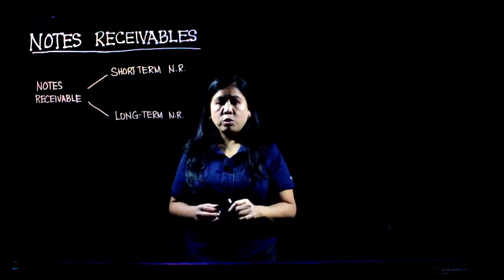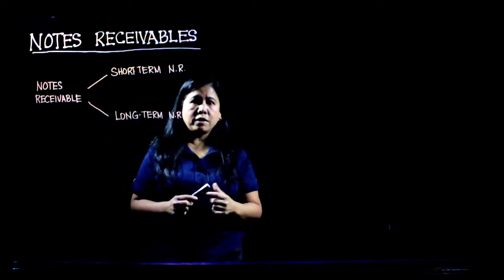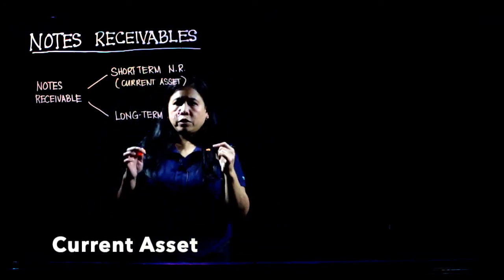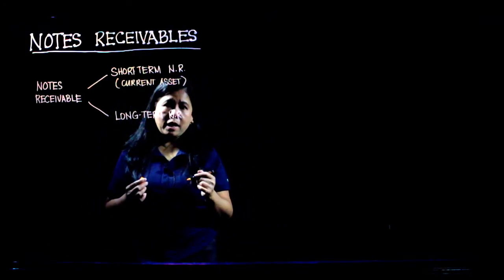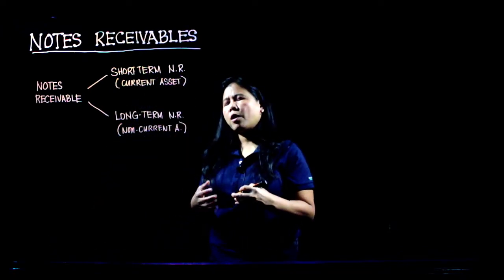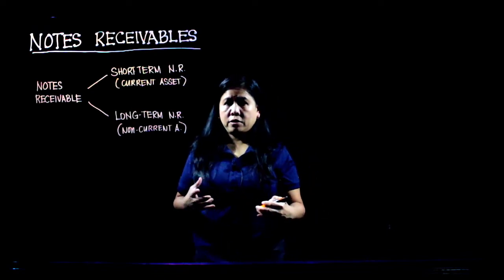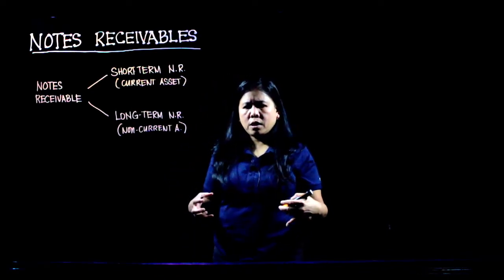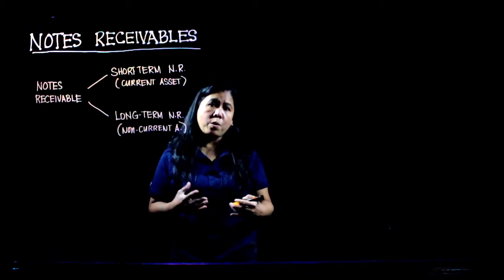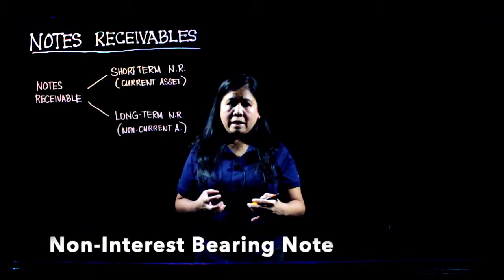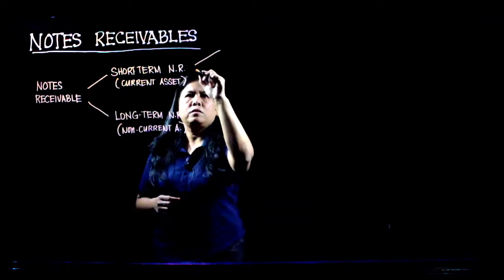The short-term notes receivable is classified as a current asset, while the long-term notes receivable is classified as a non-current asset. Whether our notes receivable is short-term or long-term, we can receive two different kinds of promissory notes: an interest-bearing note or a non-interest-bearing note.